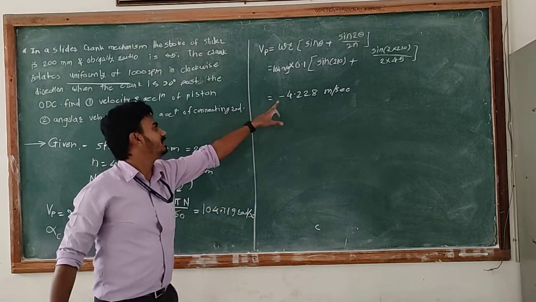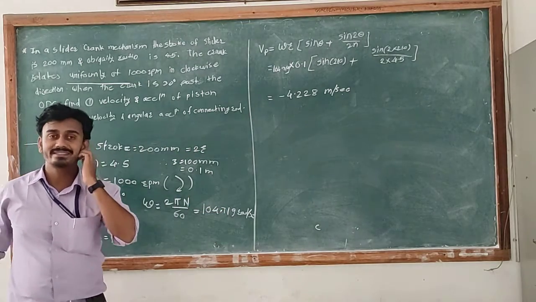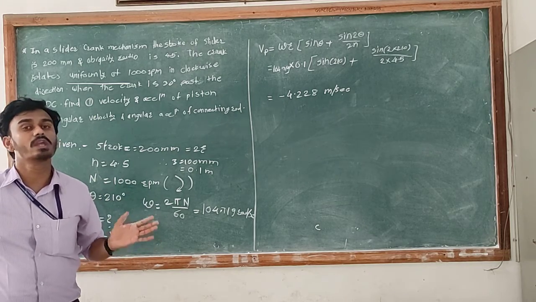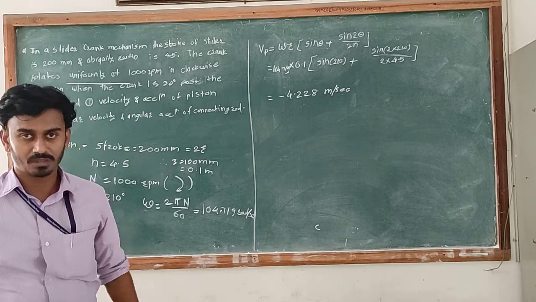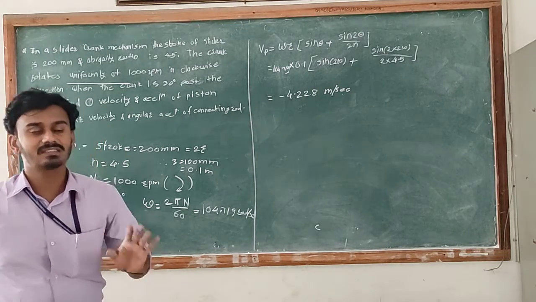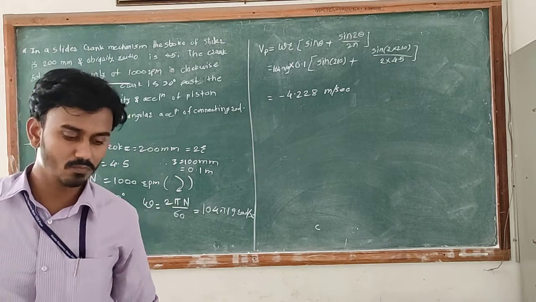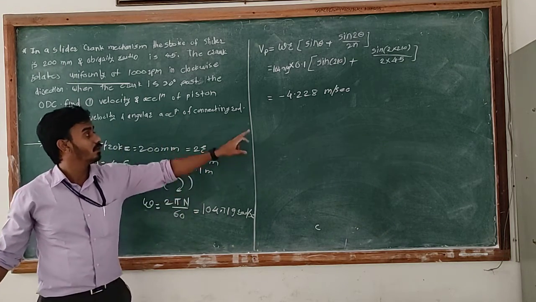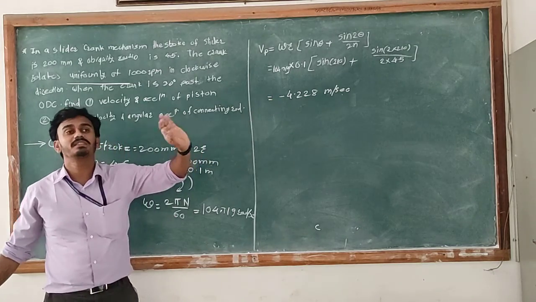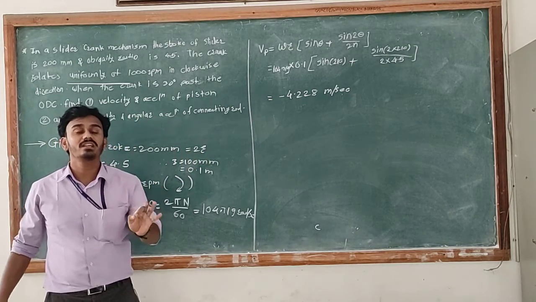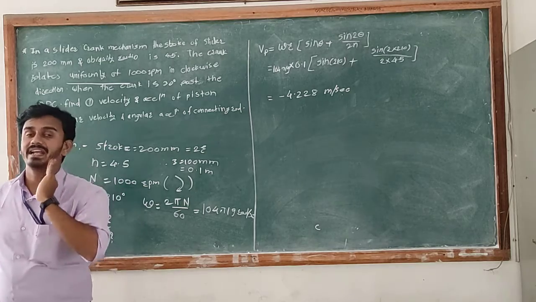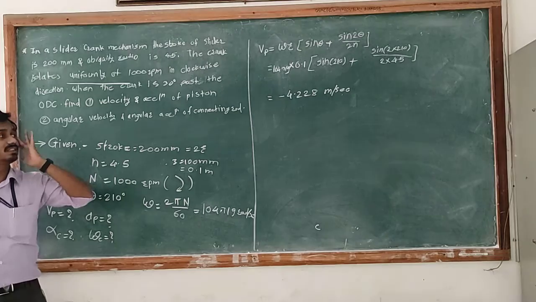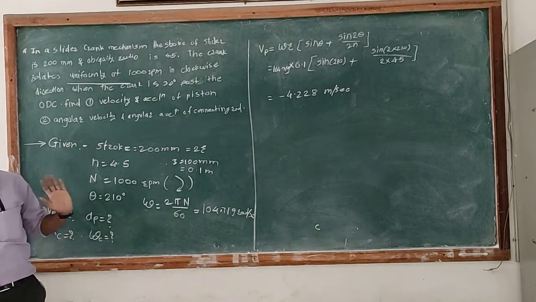What is the meaning of this minus sign? This minus sign means that the crank is moving away from the inner dead center. Inner dead center means the crank end. When there is a negative sign, it means that the piston is moving away from the crank end, or we call it the inner dead center. So this is the value of the velocity of the piston.